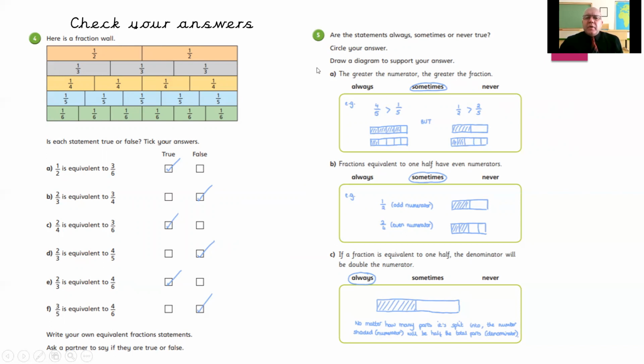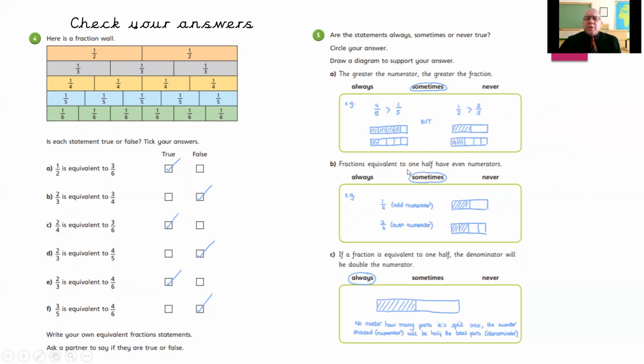Number 5, always, sometimes, or never true. The first statement, the greater the numerator, the greater the fraction, is sometimes true. That's the one we looked at. So in this case, 4/5 is greater than 1/5. But 1/2 is greater than 2/5. So sometimes that can be true, sometimes not.